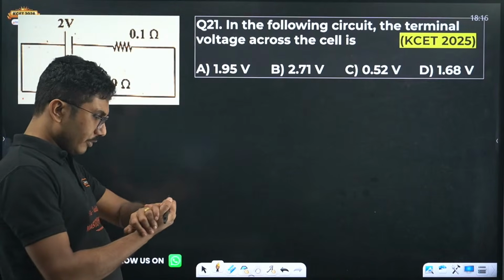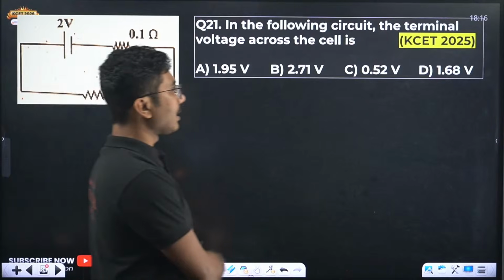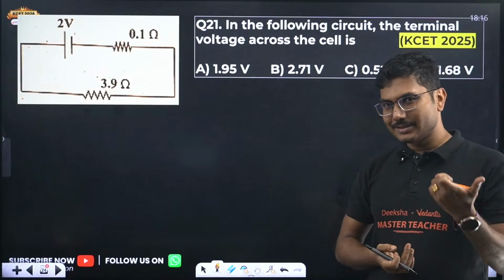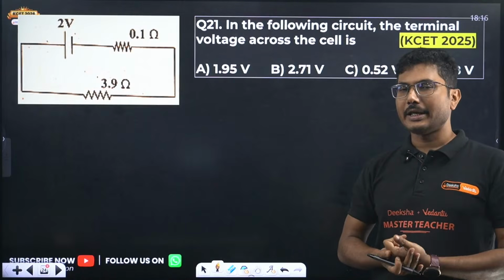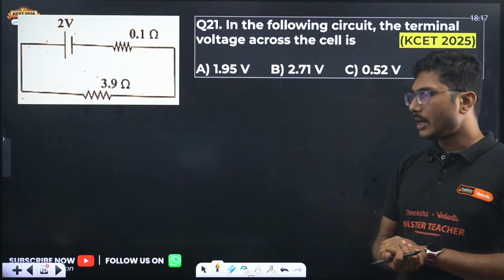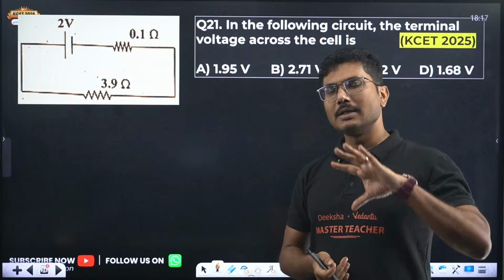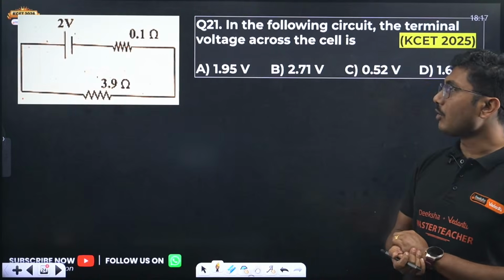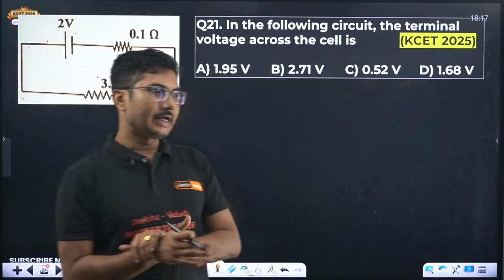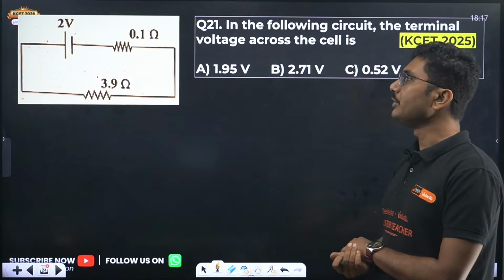Question number 21. In the following circuit, the terminal voltage across the cell. So as you can see, electric charges has easy questions, except one question in 2018 or 2019 that came. Other than that, most questions are actually easy. Electric potential is a mixture of easy and difficult. Now, current electricity, again a mixture of easy and difficult. Some questions are straightforward, direct questions, some you need to solve.